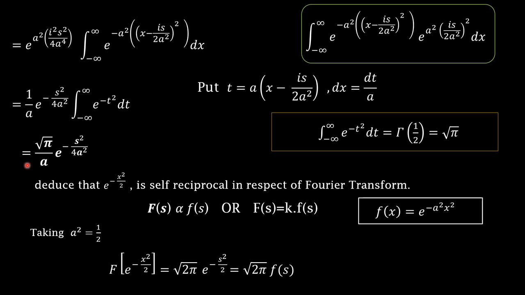So, the denominator will go to the numerator. The equation is of the form root 2 pi into e to the power minus s square by 2, that is equal to root 2 pi into, this is nothing but your function at x is equal to s. So, you have proved that the Fourier transform of the function is equal to some constant into the given function at x is equal to s, which proves the self-reciprocal property of the given function here, that is e to the power minus x square by 2.